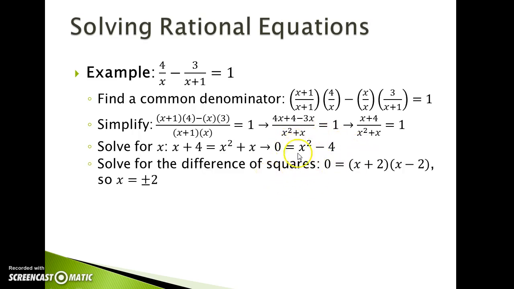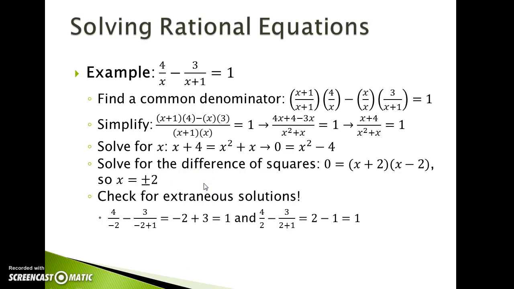We can use the difference of squares instead of the quadratic formula to solve this. So instead of saying x squared minus 4, we can say 0 equals x plus 2 times x minus 2. So therefore the value of x is positive or negative 2. We have to check for extraneous solutions, so we'll start with the negative 2.